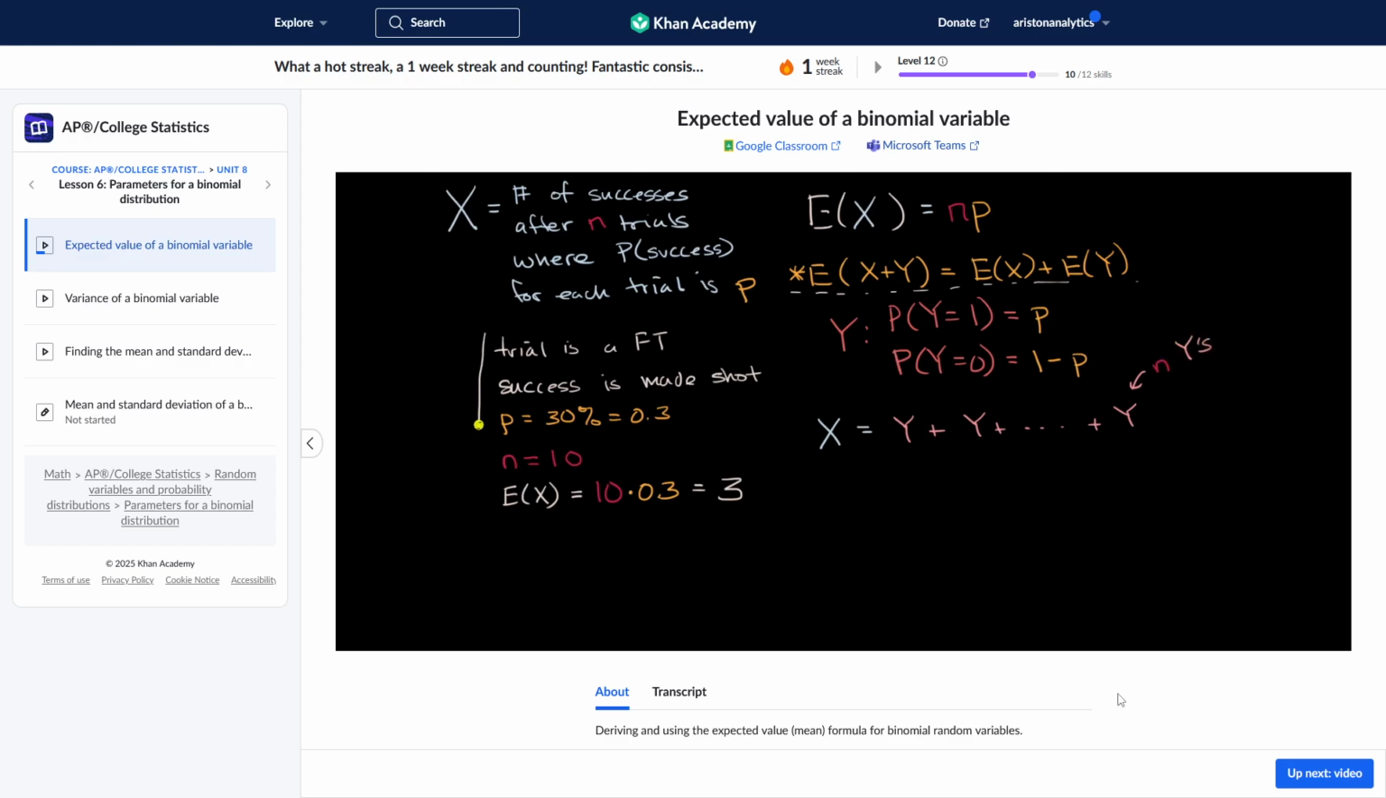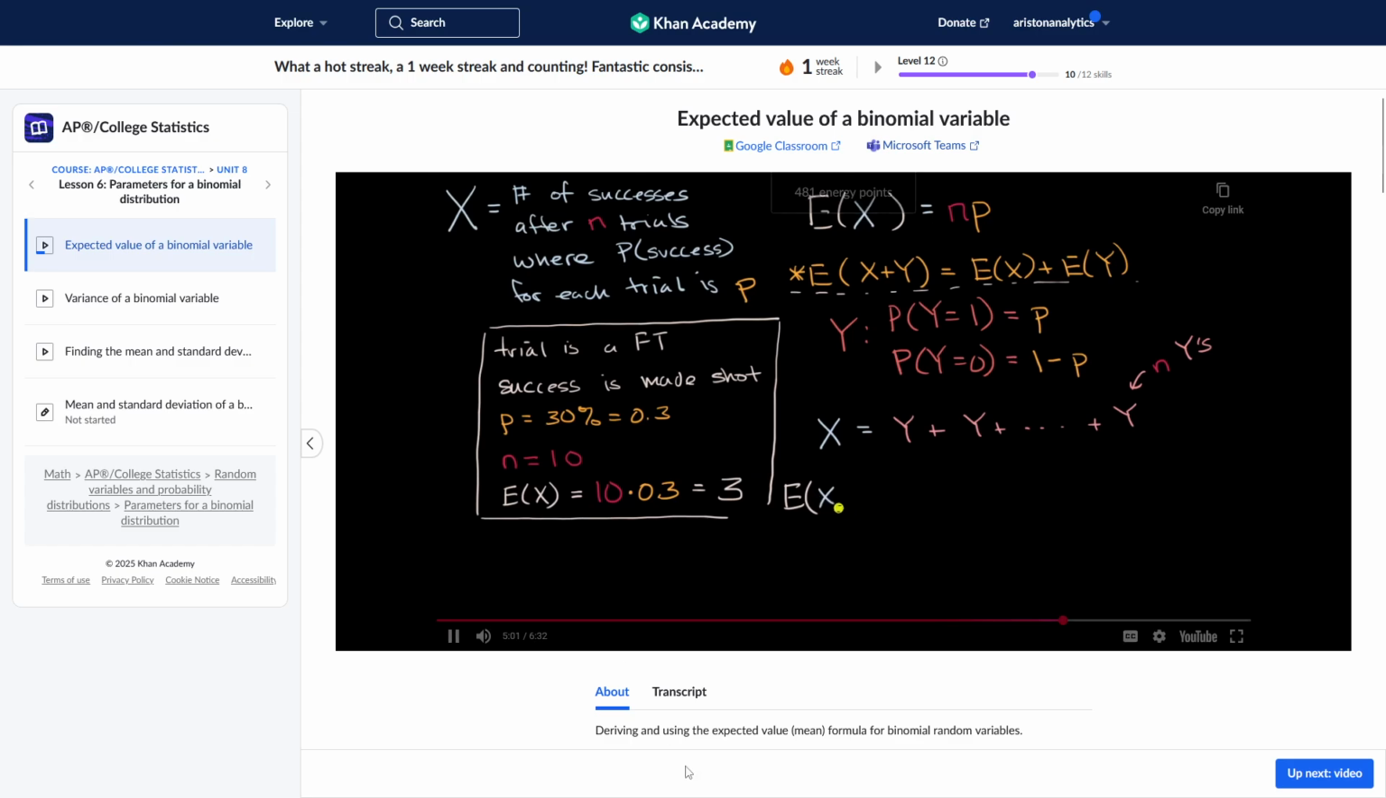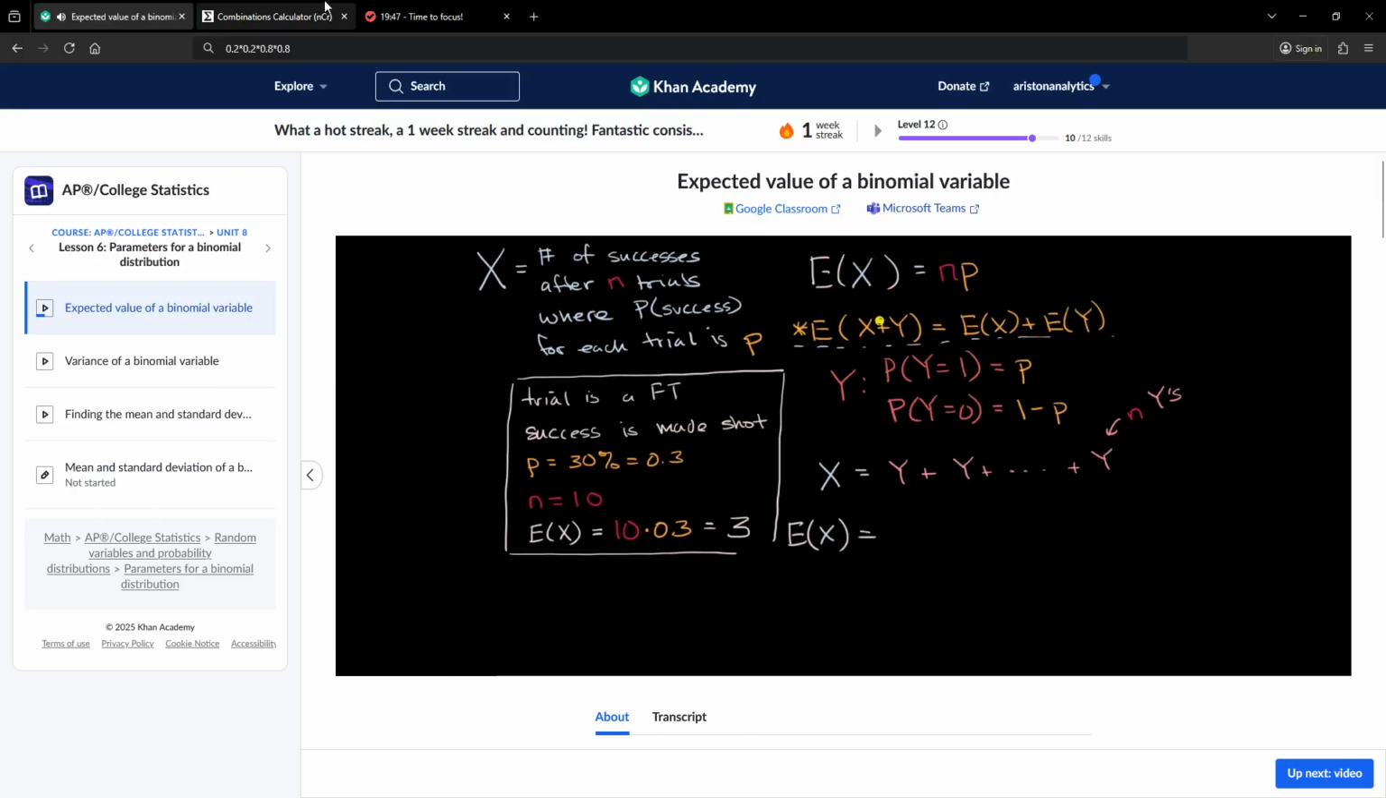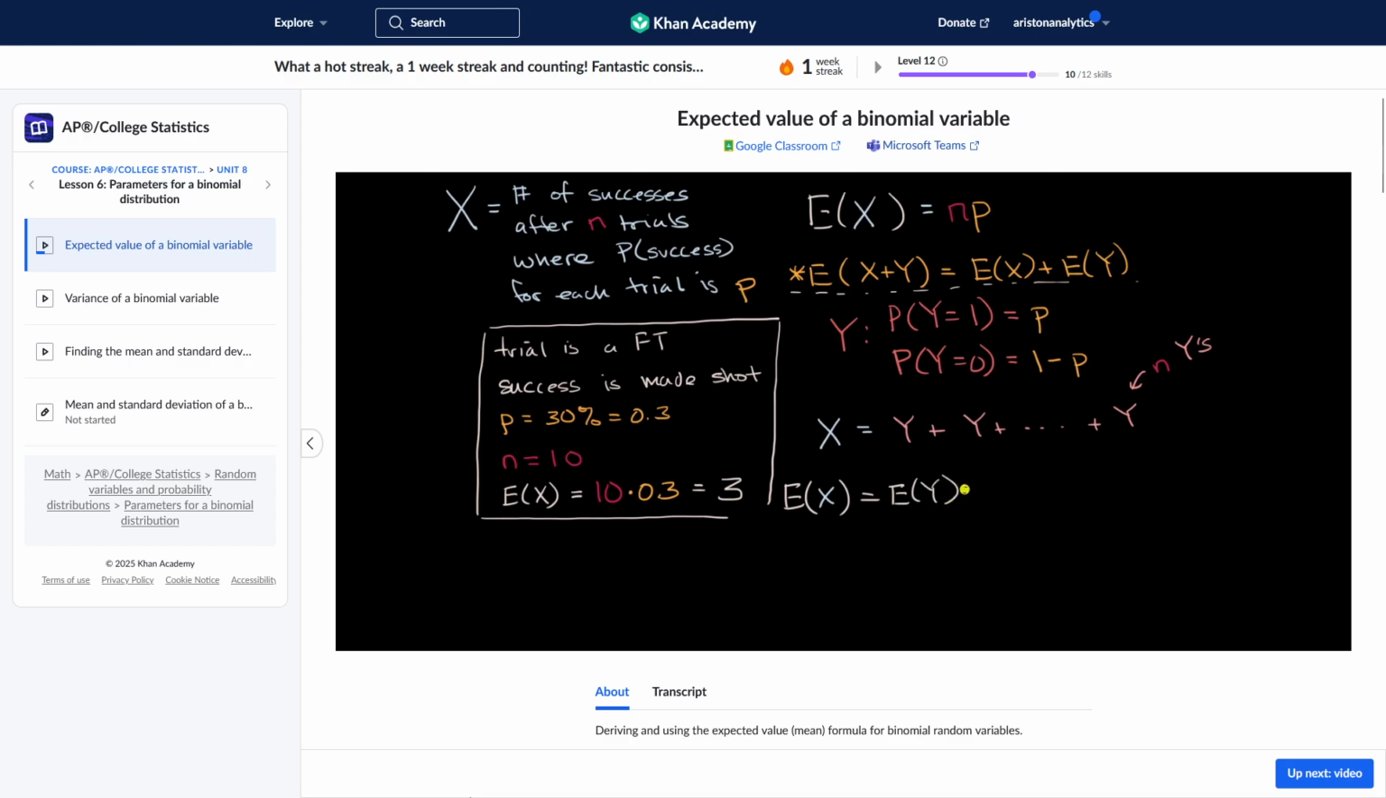This was just a particular example, but I am going to try to state things generally for the rest of the video because now we are really trying to prove this result right over here. So let's just take the expected value of both sides. So what is it going to be? We get the expected value of x is equal to the expected value of all of this thing, but by that property right over here, this is going to be the expected value of y plus the expected value of y plus, and we're going to do this n times, plus the expected value of y. We're going to have n of these.